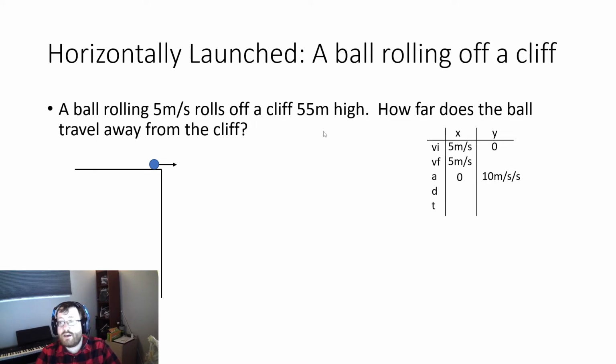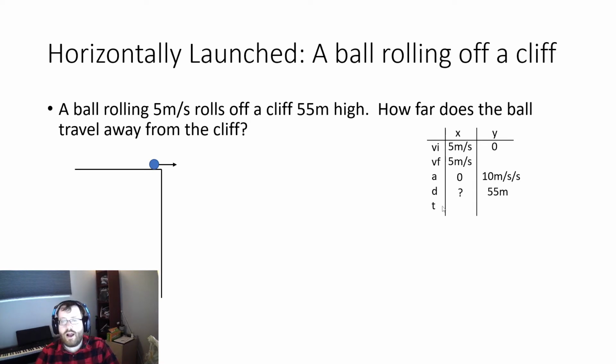Next is the distances. So I have the 55-meter high cliff. That's going to go on the y side of things. In the x side of things, that's actually what I'm looking for, is how far does the ball travel? I'm looking for the distance in the x. Honestly, the hardest part about these type of questions is filling out this chart, knowing what things are x and y. It takes some time to learn that kind of thing.